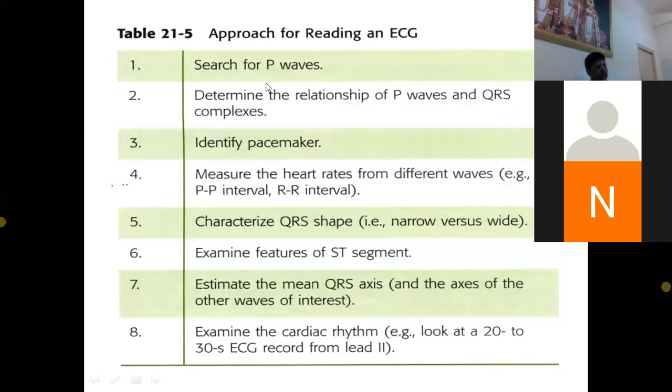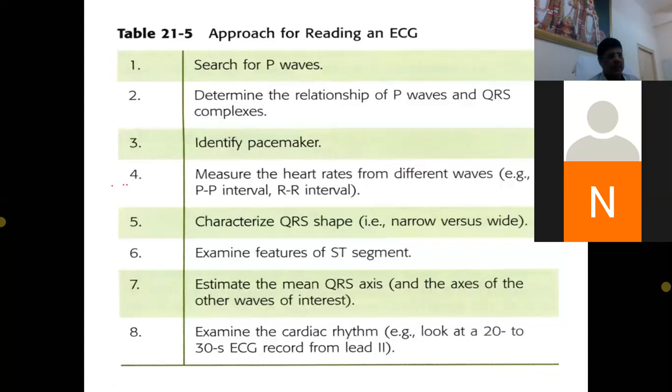Okay, so I'll just continue. You can see here the 8 steps which have been given when you want to read the ECG. In any read, first you look for the P wave. Then determine the relationship of the P wave and QRS complex. Means for every P wave, is there a QRS complex?